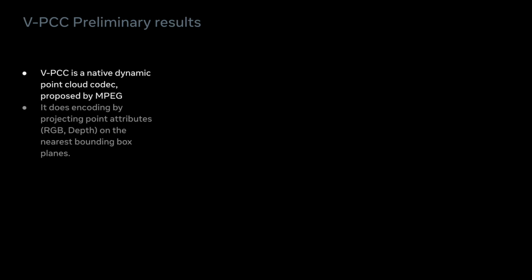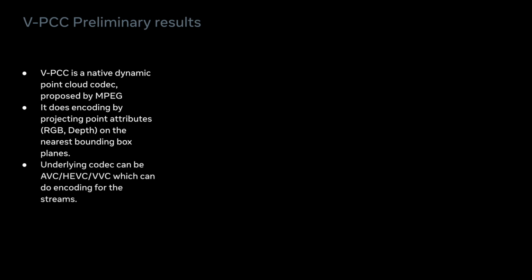Now let's zoom in a bit into vPCC. vPCC is a native dynamic point cloud codec proposed by MPEG. It does the encoding by projecting the point attributes, RGB and depth, onto the nearest bounding box planes. Then some patches are generated from those planes and put on a 2D stream. So this converts PCC volumetric data into multiple 2D streams. Once you have the 2D streams, they can be compressed using any video-based codec such as HEVC or VVC.